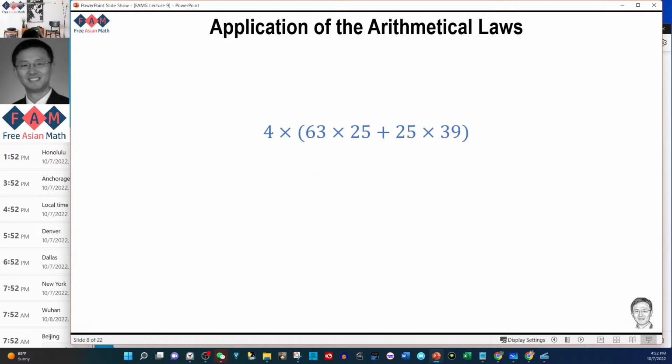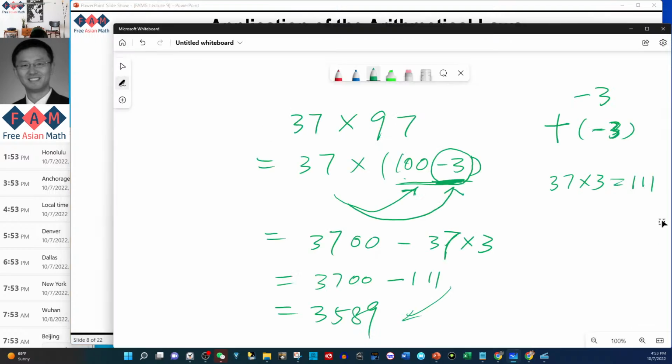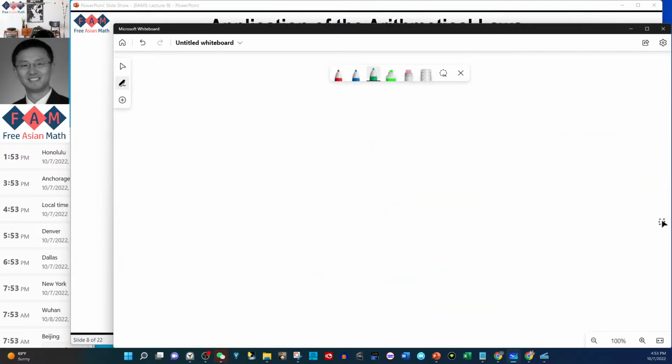Now let's take a little bit more complicated problem. So 4 times 63 times 25. Oops, I think I made an interesting adjustment here. So you can see that this is fairly complicated, right? So let's do it on the paper. So now I'm switching to 4 times, I think it's 63 times 25 plus 25 times 39. How do we do it?